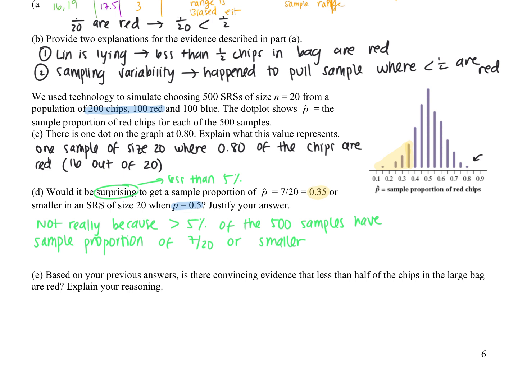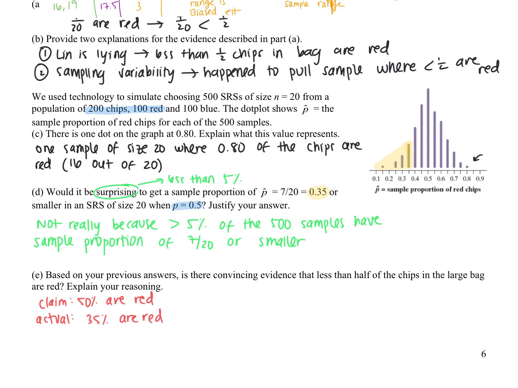Okay, so I think when we've done this previously, we've had a pretty good idea up till D. And I think E is where we always get confused. Is there convincing evidence? So is there convincing evidence that less than half the chips in the bag are red? Explain your reasoning. So I'm going to try to frame this a little bit differently. The claim is that 50% are red. What actually happened is we got 35% are red.